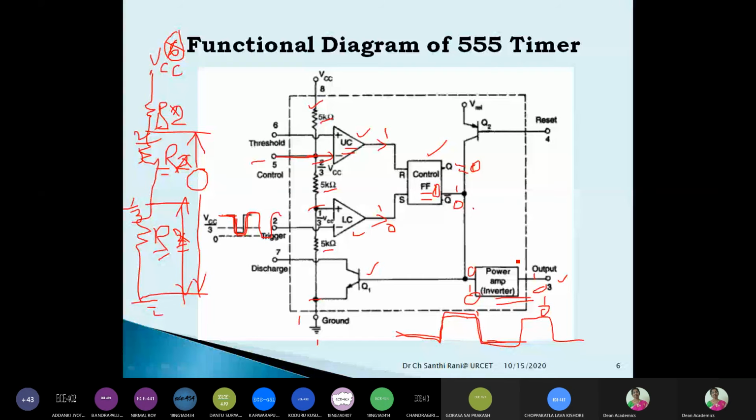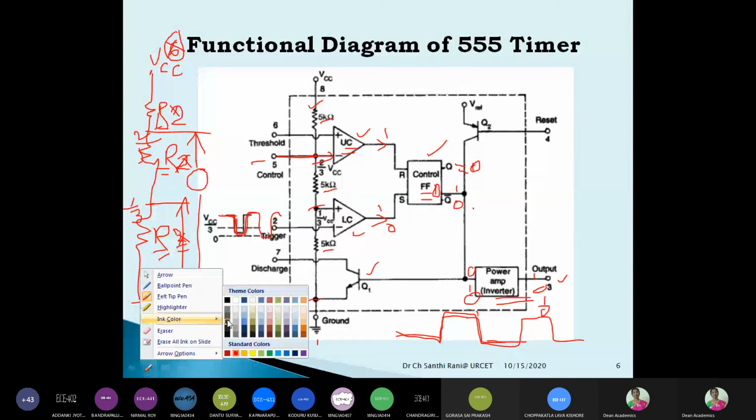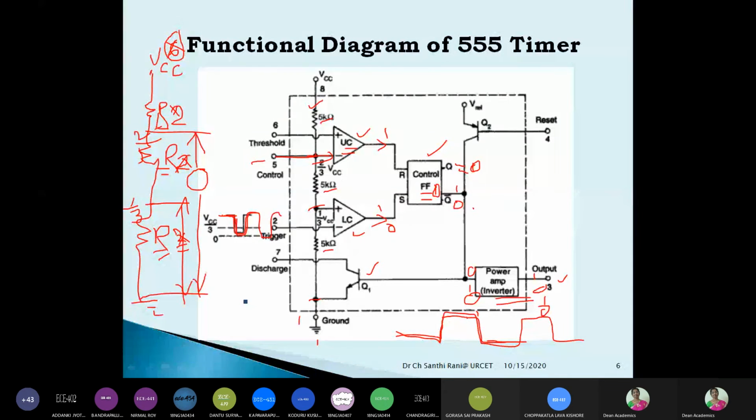Let me take another color so that... sorry, pink color. Which color is better? I think the blue color is visible.